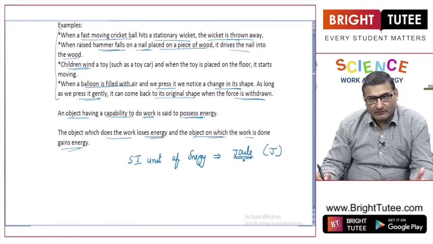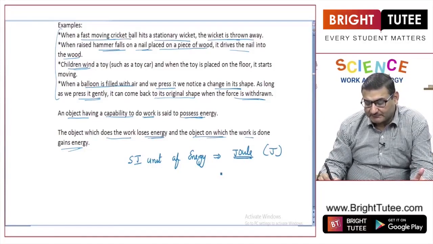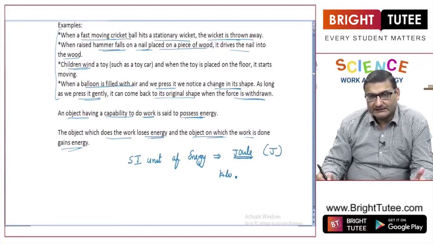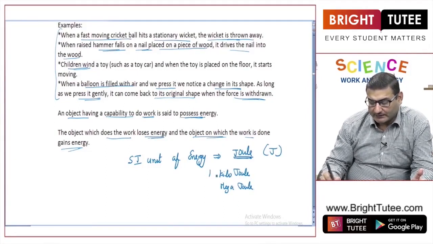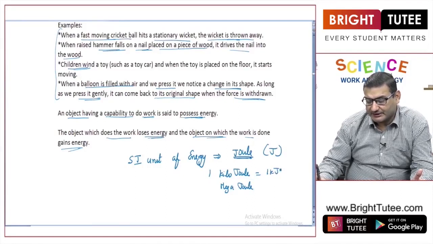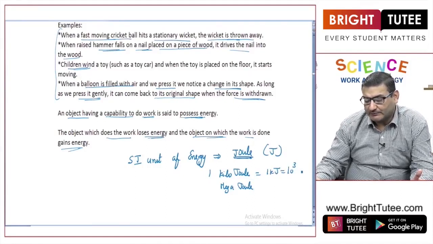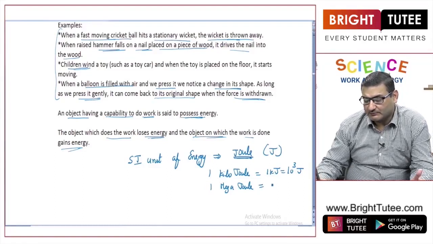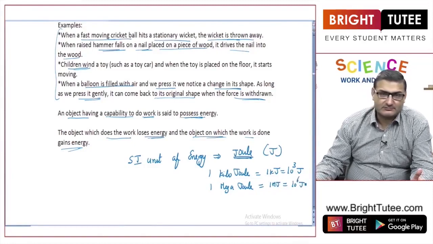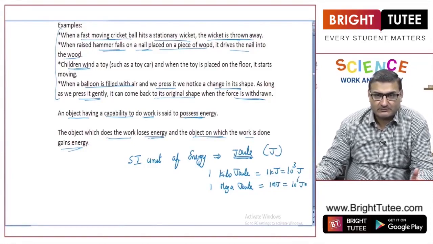Another thing, we also have studied that there are certain bigger units, that is kilojoule and megajoule, that we have studied previously. 1 kilojoule or 1 kJ is equal to 10 to the power 3 joules or 1000 joules, and 1 megajoule, written as 1 MJ, is equal to 10 to the power 6 joules. These are the bigger units, you must know.